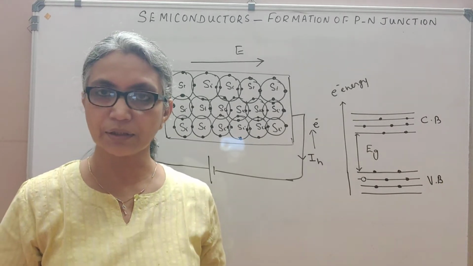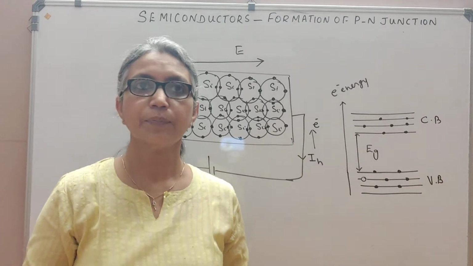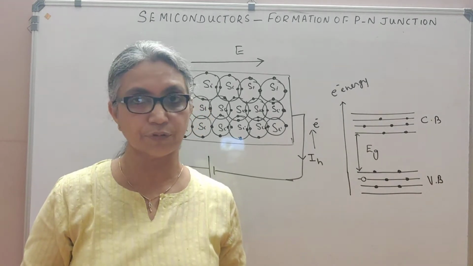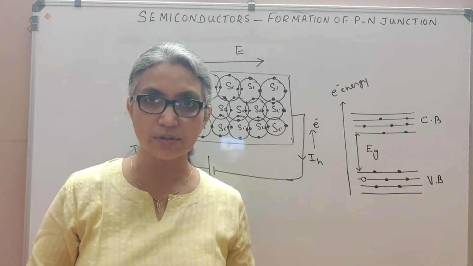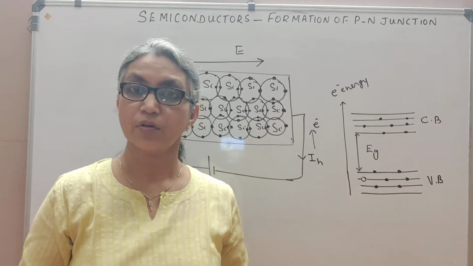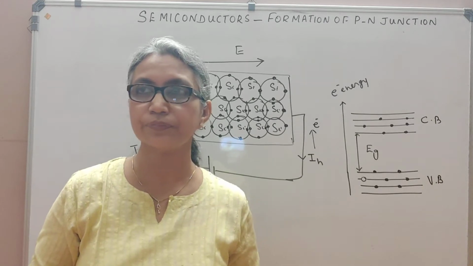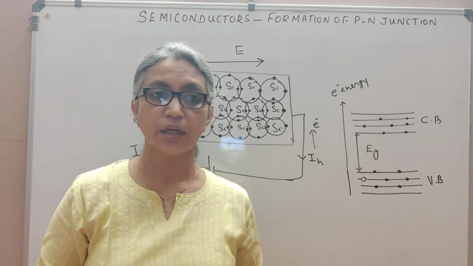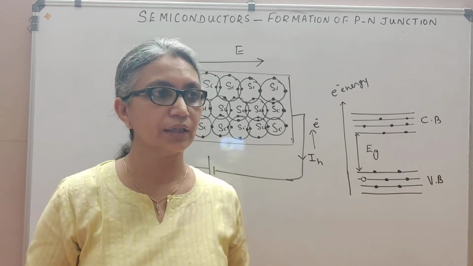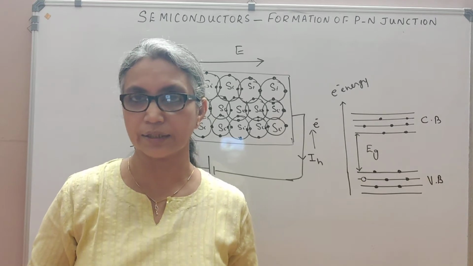In a P-type semiconductor, we dope the semiconductor with a trivalent impurity, because of which we have a number of holes greater than the number of electrons, and therefore holes are the majority carrier and electrons are the minority carrier. Whereas in an N-type semiconductor, we dope the semiconductor with a pentavalent impurity, and therefore the number of electrons is greater than the number of holes, and electrons are the majority carrier and holes are the minority carrier.